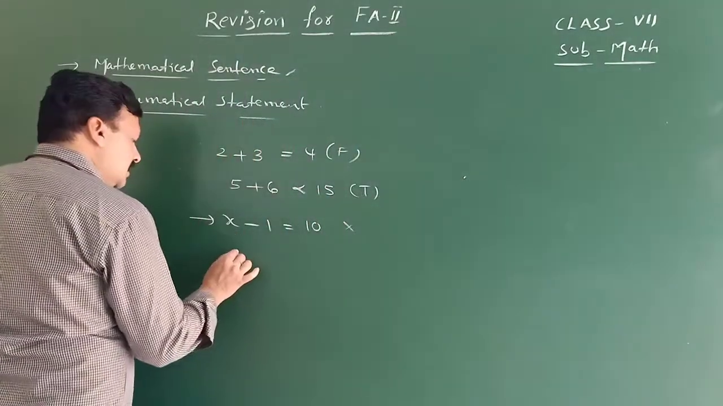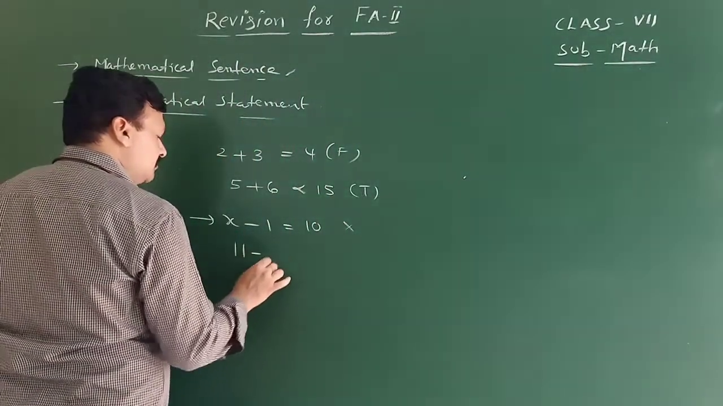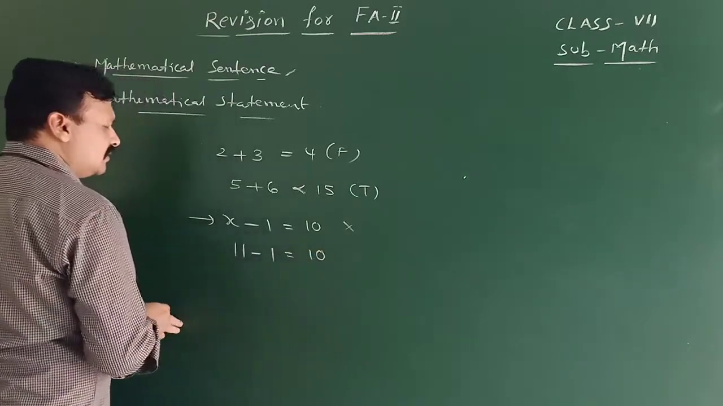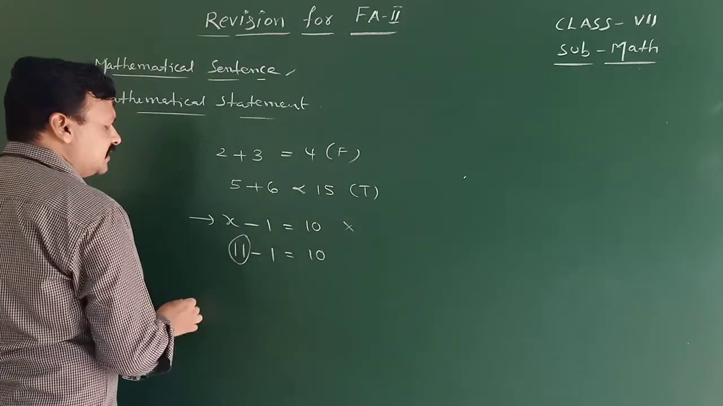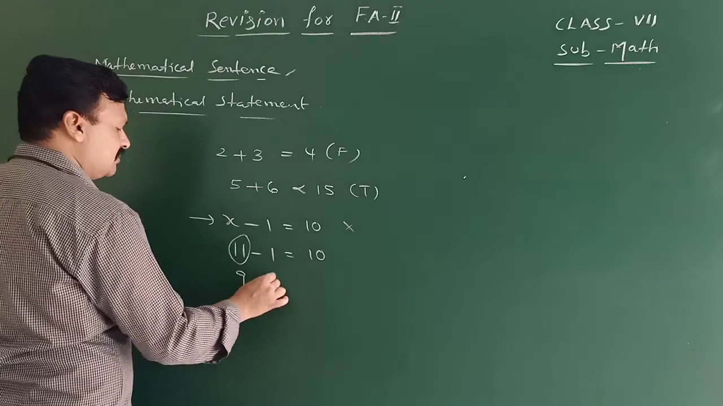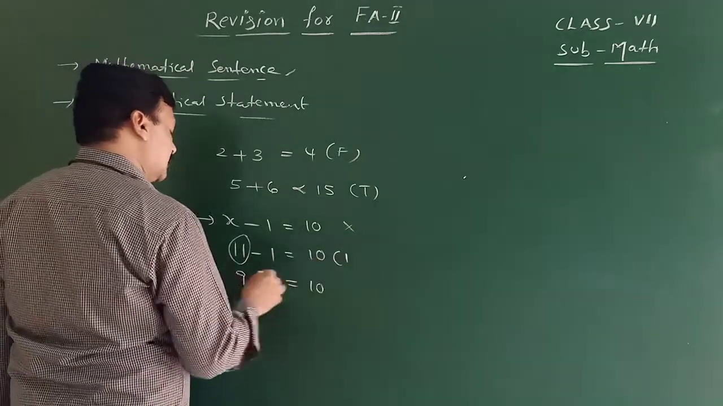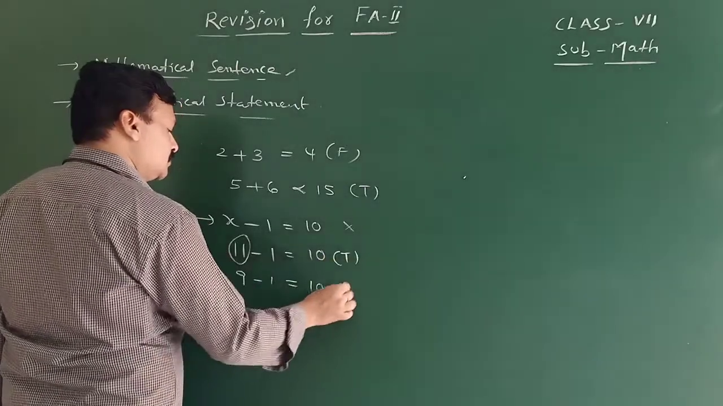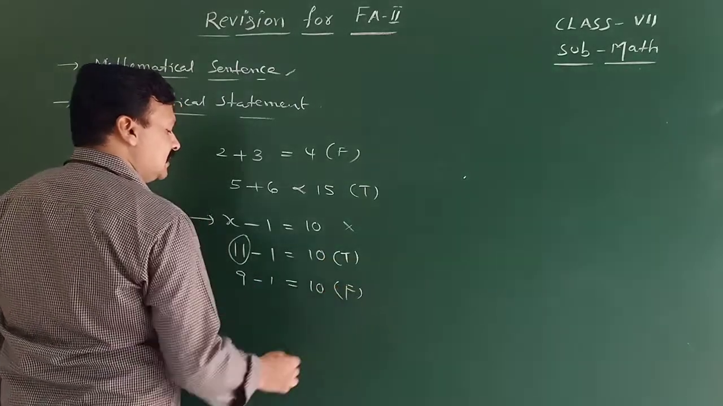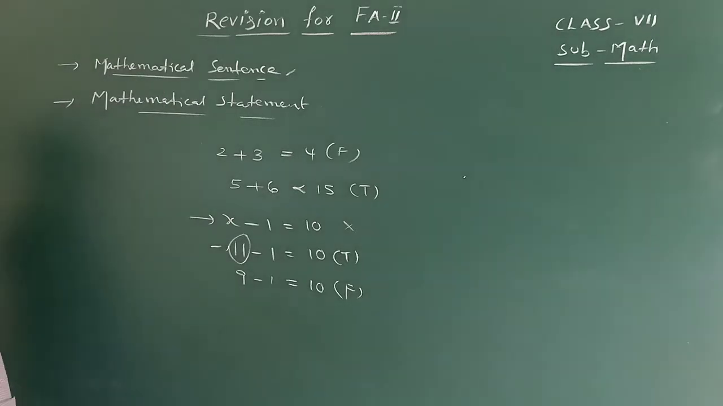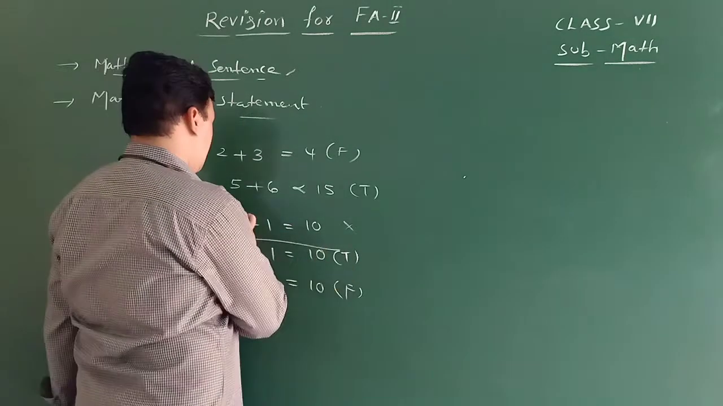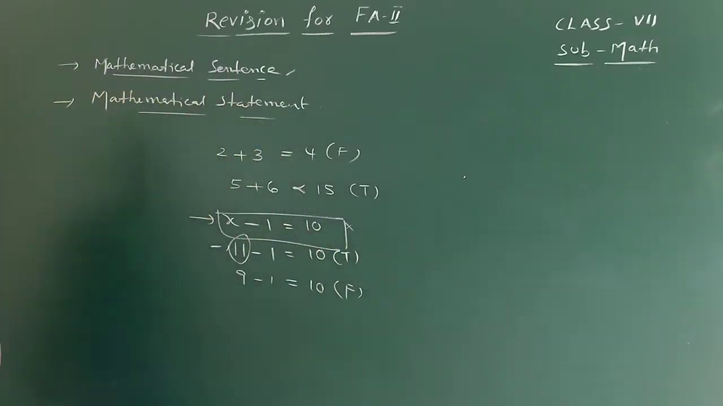Why? Here, if x is 11, then 11 minus 1 equal to 10. Other than 11, for example, if 9 is given, 9 minus 1 equal to 10. Is it true? We can't say. It means the given one is true for 11. Other than 11, for the remaining it is false, so it can't be judged either true or false. That's why these types of sentences are not mathematical statements.